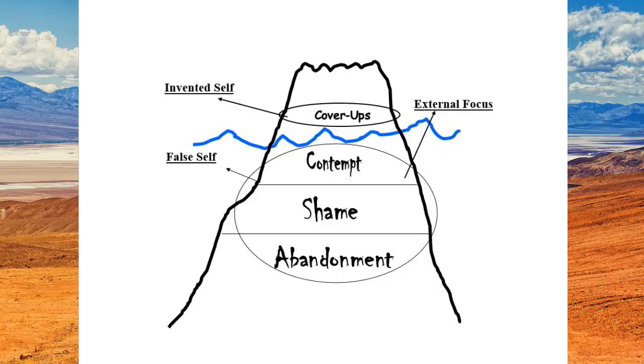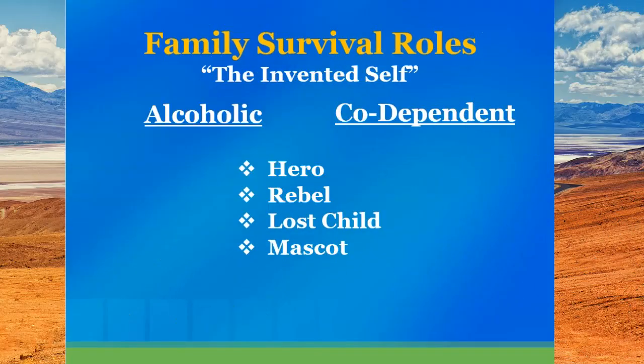The child also reinforces that external focus by putting on a mask or cover-up. I call this an invented self. It becomes the public-facing image that covers up who they feel like they are. The mask or the invented self begins to take shape when their needs are going unmet. For example, in an alcoholic family, the alcoholic gets all wrapped up in their drinking, the codependent gets all wrapped up in the alcoholic. Things progressively get worse, and then the first child comes along.